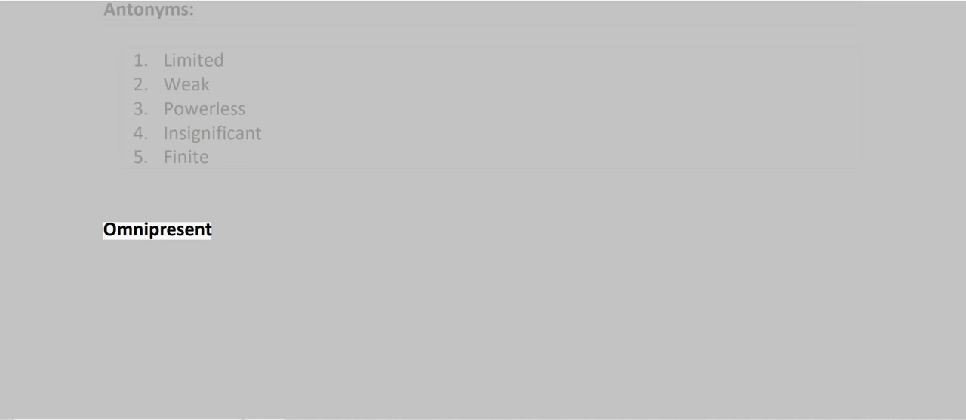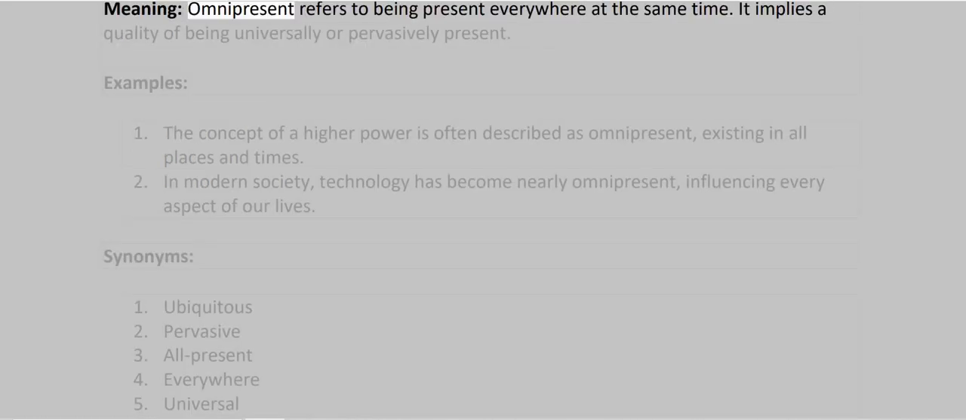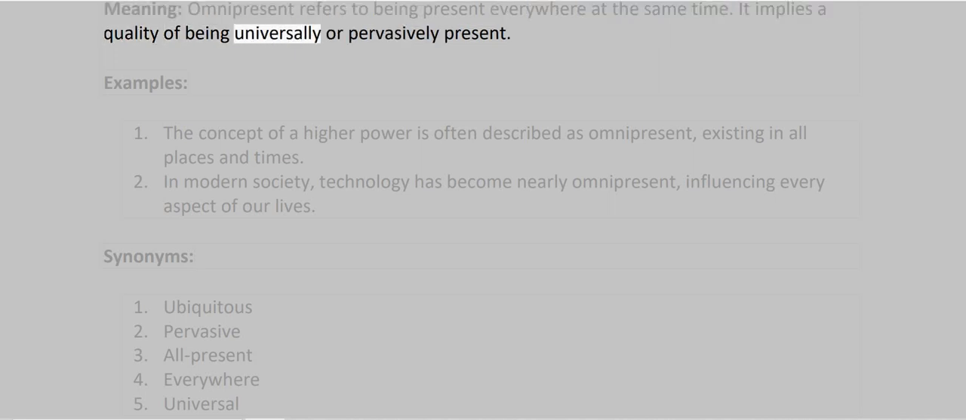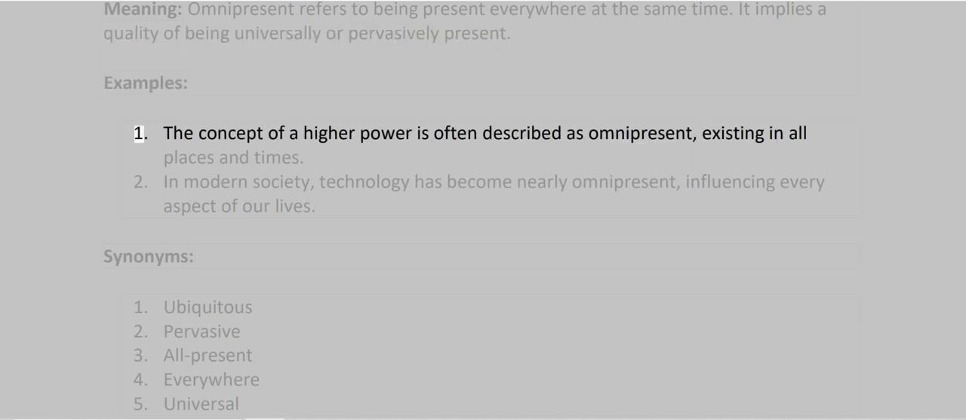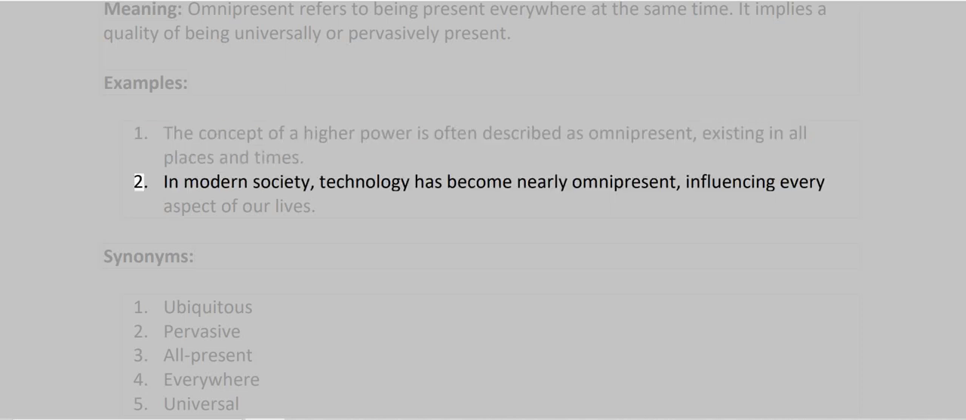Omnipresent. Meaning, omnipresent refers to being present everywhere at the same time. It implies a quality of being universally or pervasively present. Examples. 1. The concept of a higher power is often described as omnipresent, existing in all places and times. 2. In modern society, technology has become nearly omnipresent, influencing every aspect of our lives.